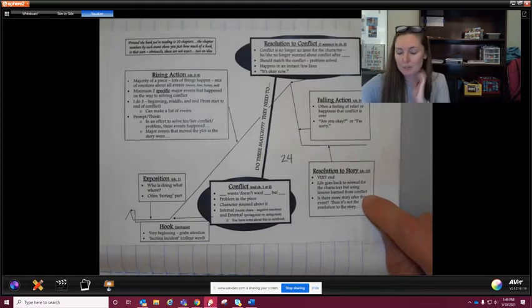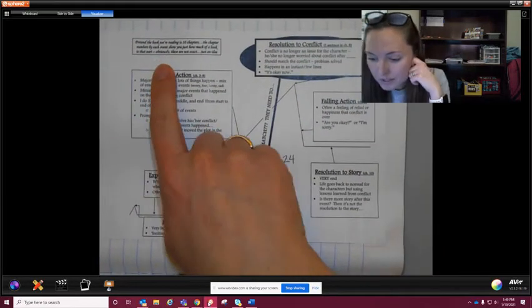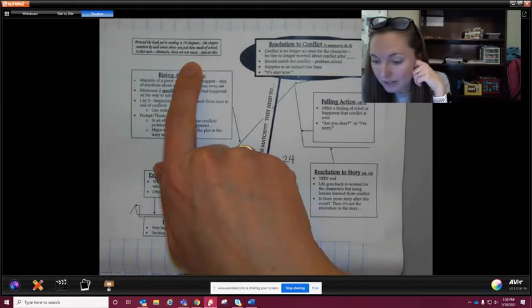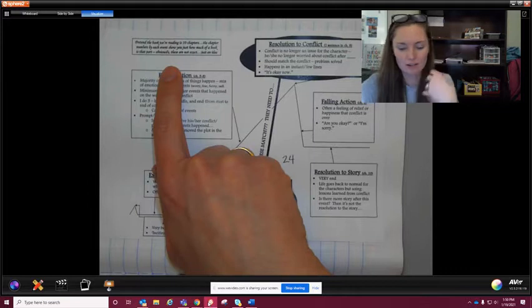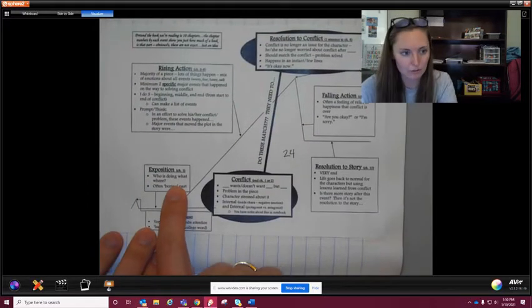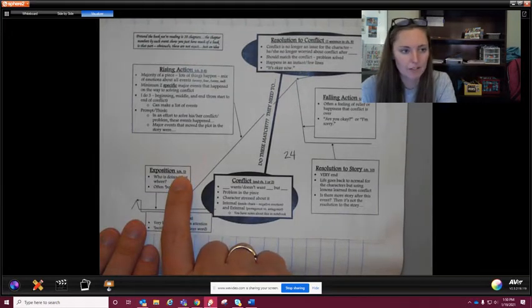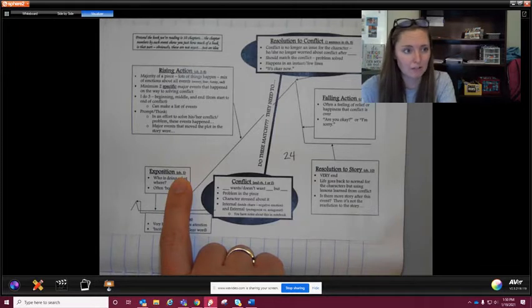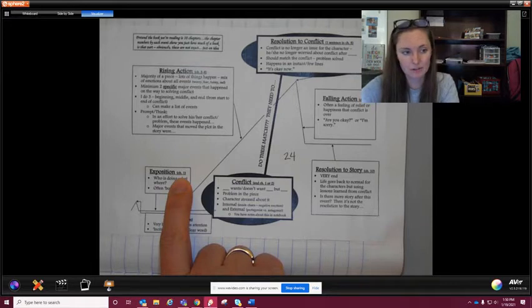Something else I want to bring to your attention is this little box over here. It says, pretend the book we're reading is about 10 chapters. The chapter numbers by each event show you just how much of a book is that part. Obviously, these are not exact, but it's just an idea. So if you're looking at this, it tells you how much you should see here. The exposition is chapter 1. That's just an idea. It's not going to be 100% all the time. But the exposition is not very much. It's like 10% of the book, if you're more math-brained. So if there's 10 chapters, the exposition is in the first 10%.